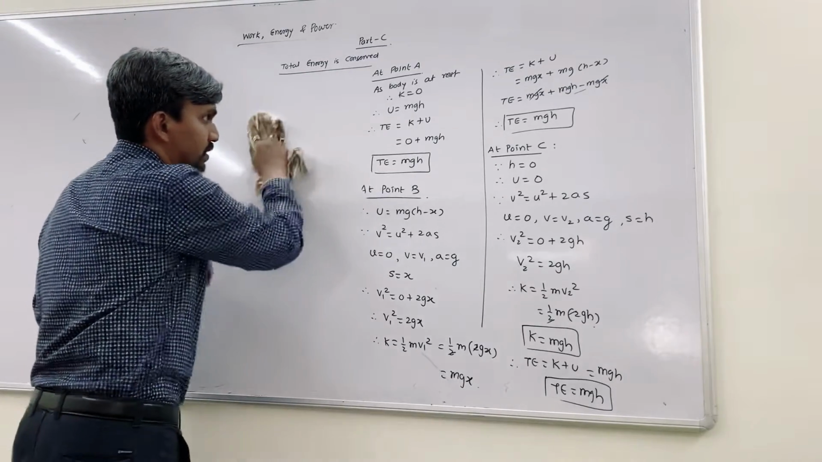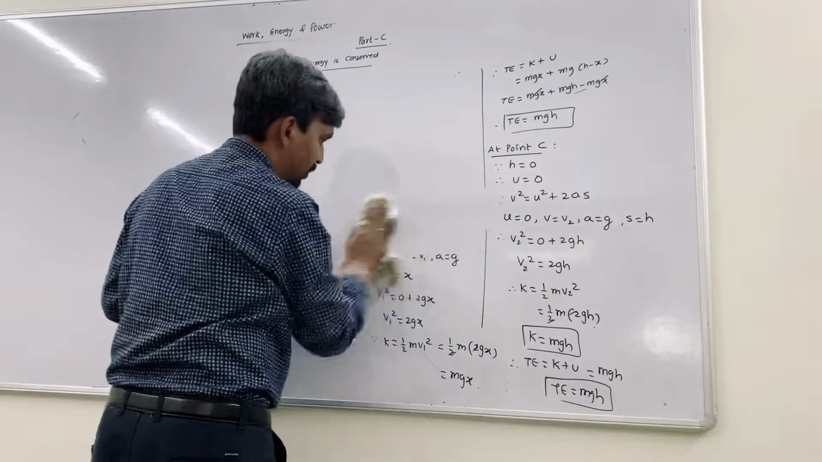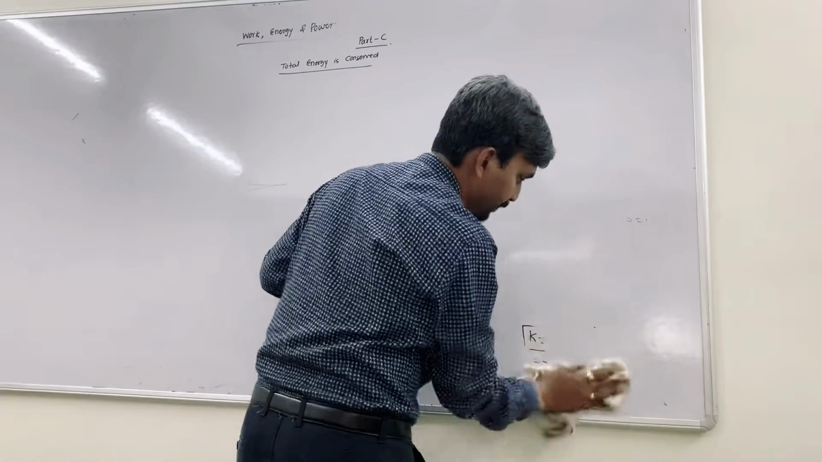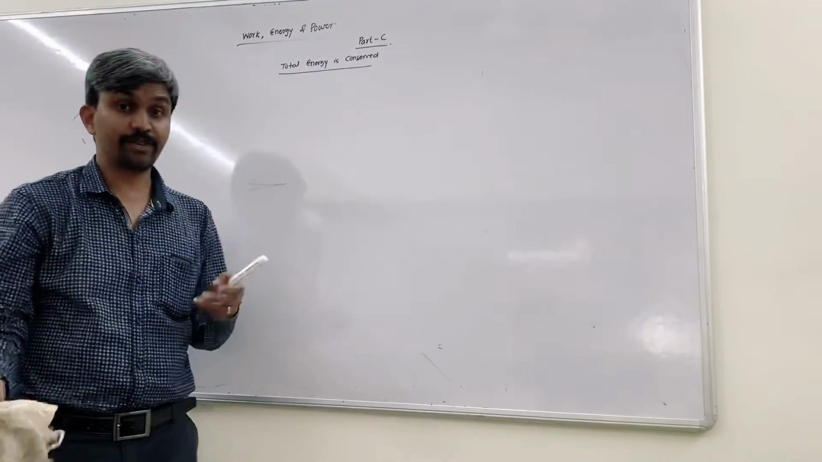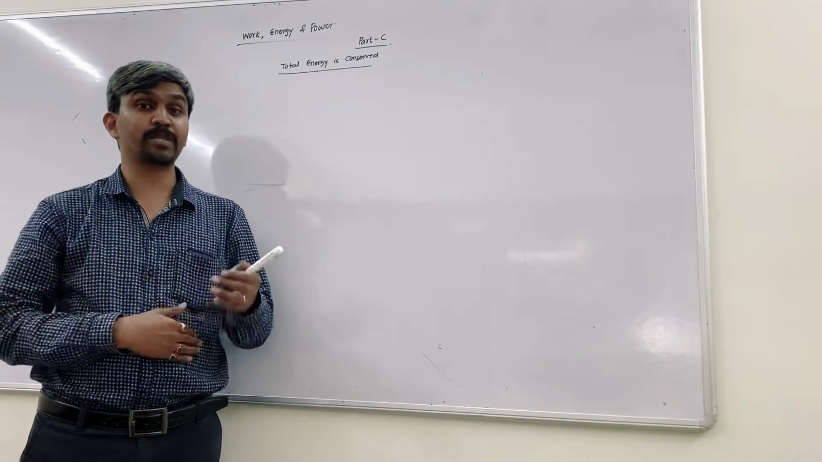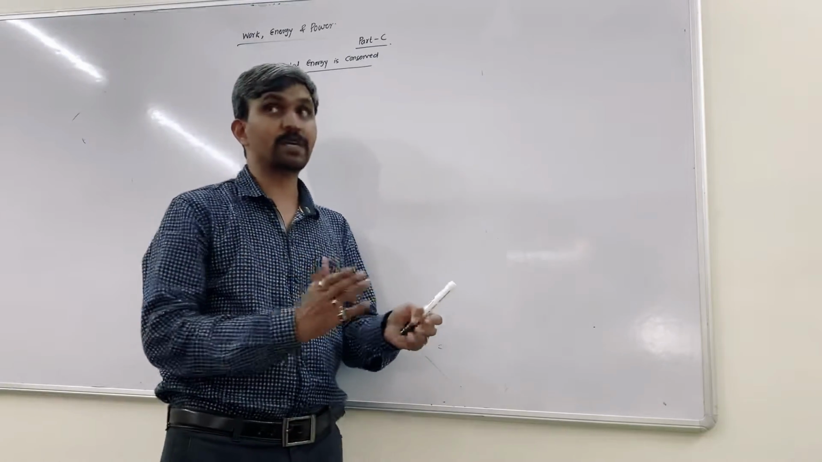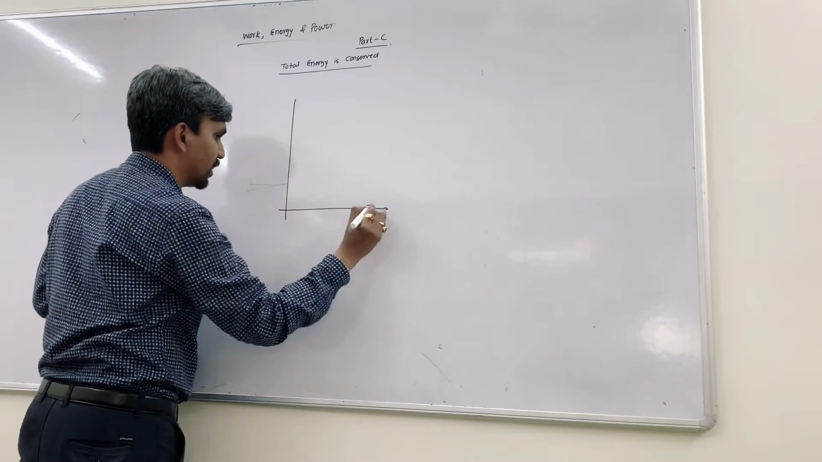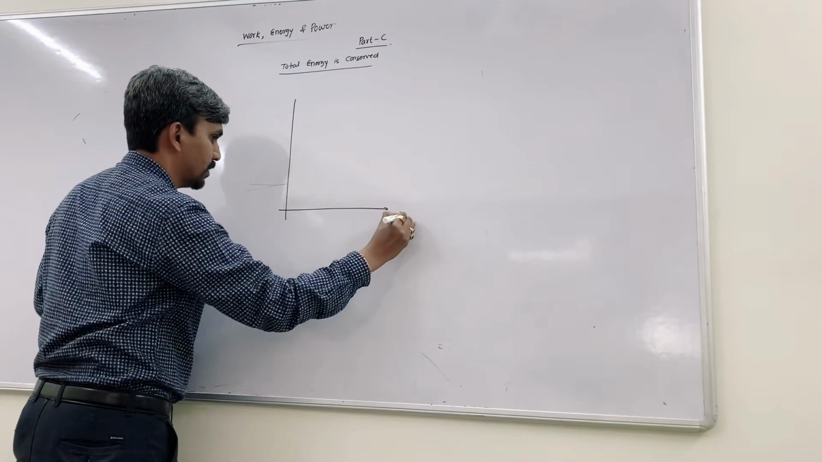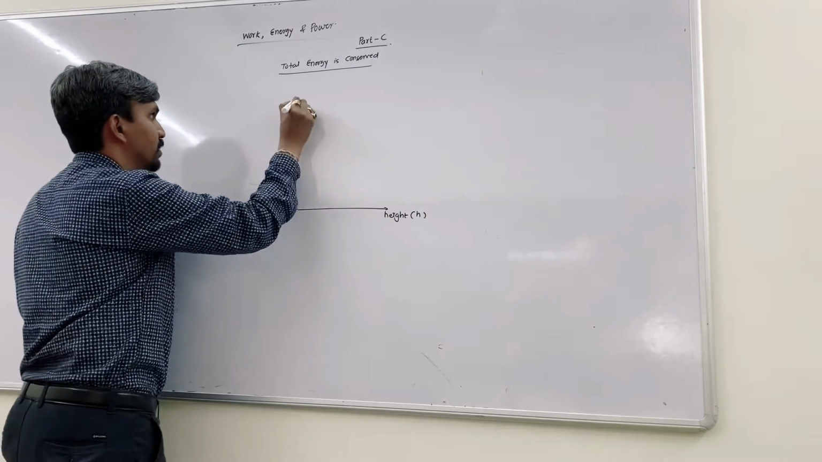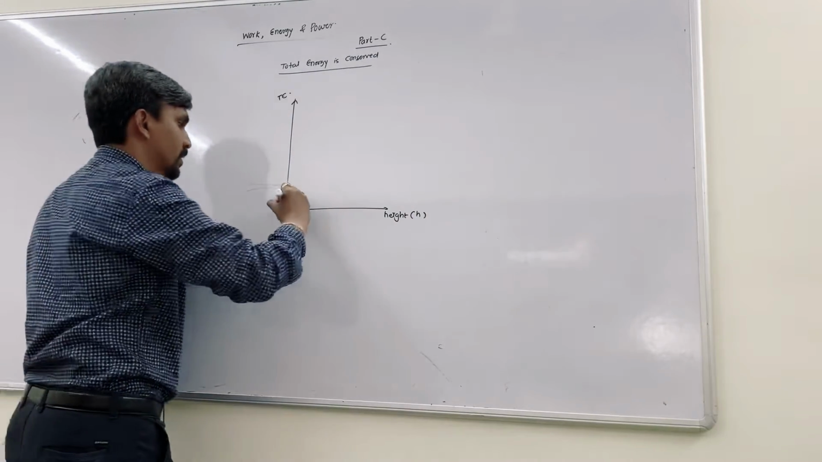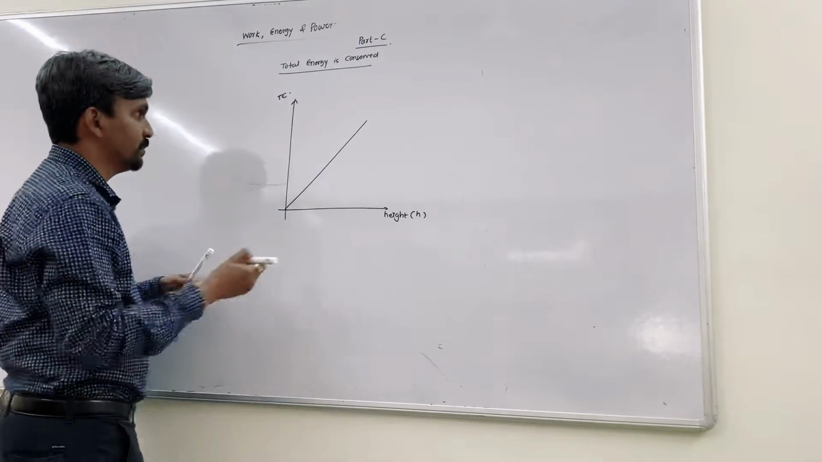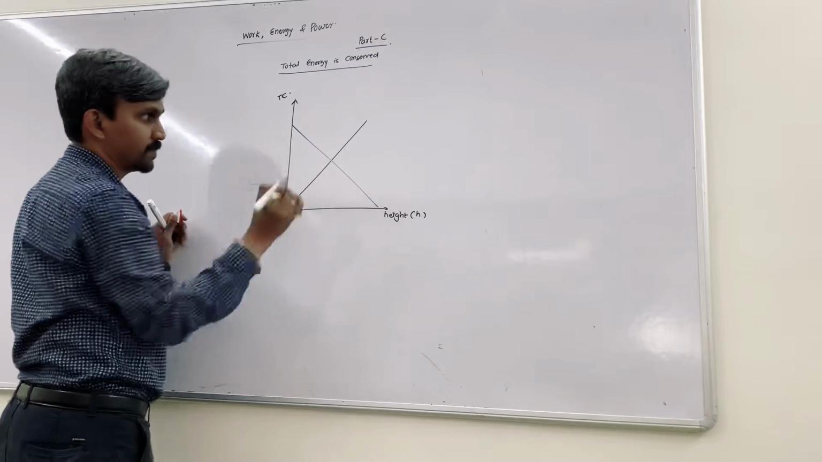Now there is one question of 2 marks, that is the graphical representation of total energy against height. Here they can ask what is the graphical representation of total energy against the height. Now the graphical representation says this is your height, which is h. This is your total energy. The graph is something like this. This is the one part, and the second part will be like this, right?